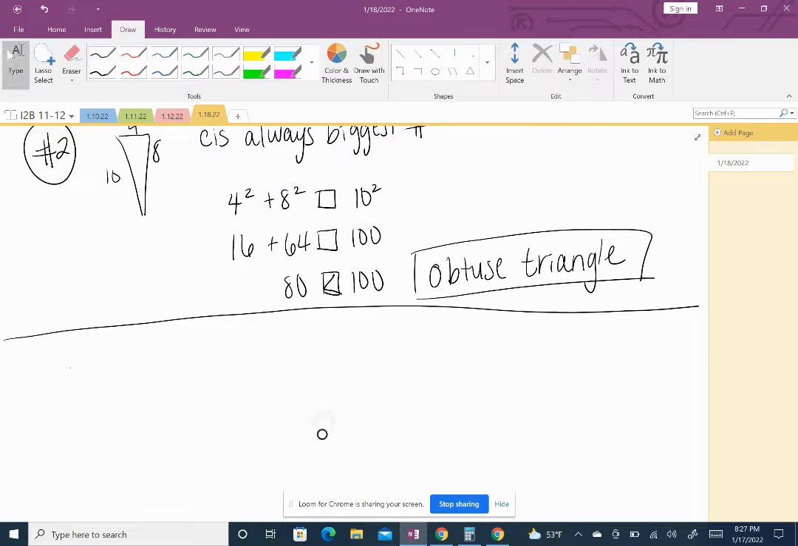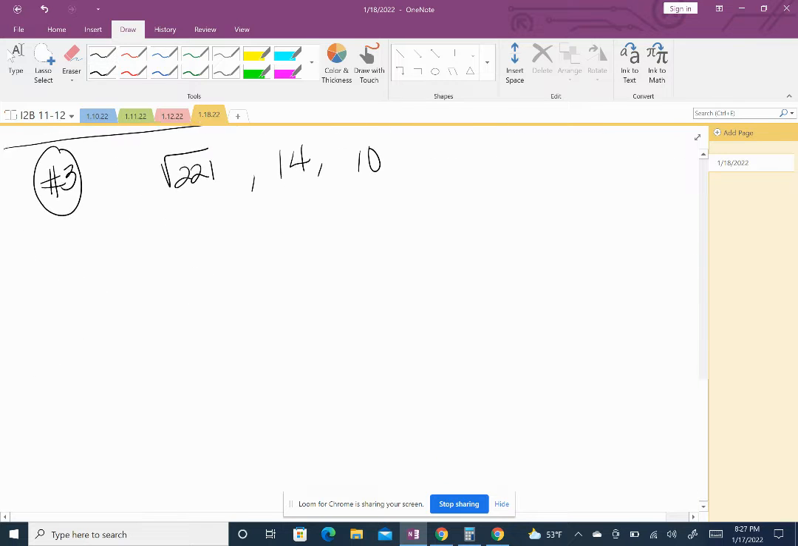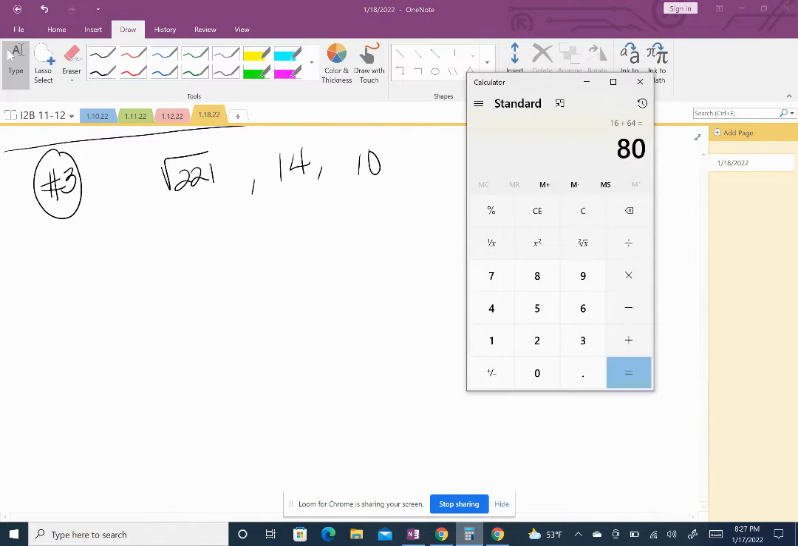Okay, and let's say I gave you just a random batch of numbers. Let's say I gave you square root of 221, 14, 10. So remember, we want to make sure that the two sides add up to be larger than a third side. So we'll double check, especially if you see something like this, when it's like square root of 221. That could be really any number.